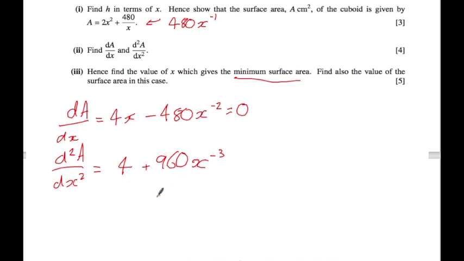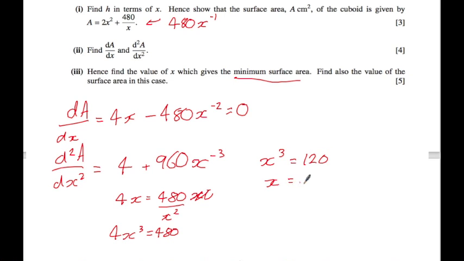Okay, so that would mean 4x equals 480 x to the minus 2, or let's write it as 480 over x squared. Now we're trying to solve it. So 4x cubed will equal 480, which means that x cubed will equal 120. So x will be the cube root of 120, 4.93. But I'm going to keep that exact answer in my calculator. So that's the 3 significant figures at the moment.